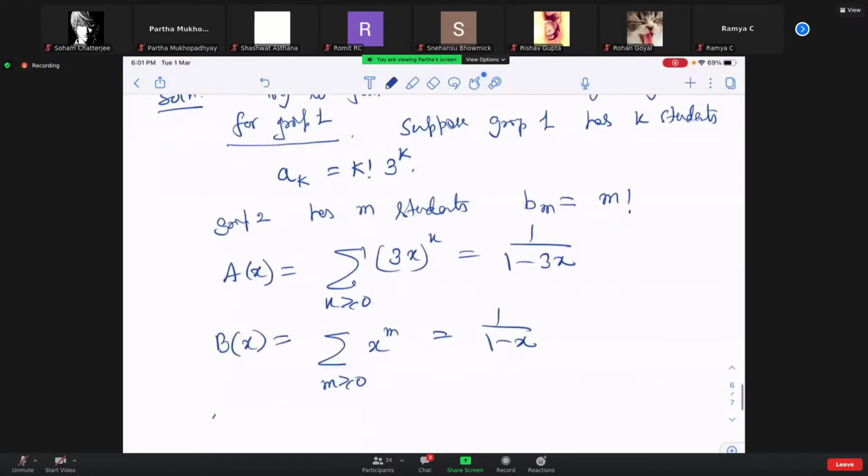Now, if you take the composition C(x) equals A(x) times B(x), and I will not do this again, the boring calculation of the geometric series and rearrangement, and from here compute the value of c_n that we are looking for.